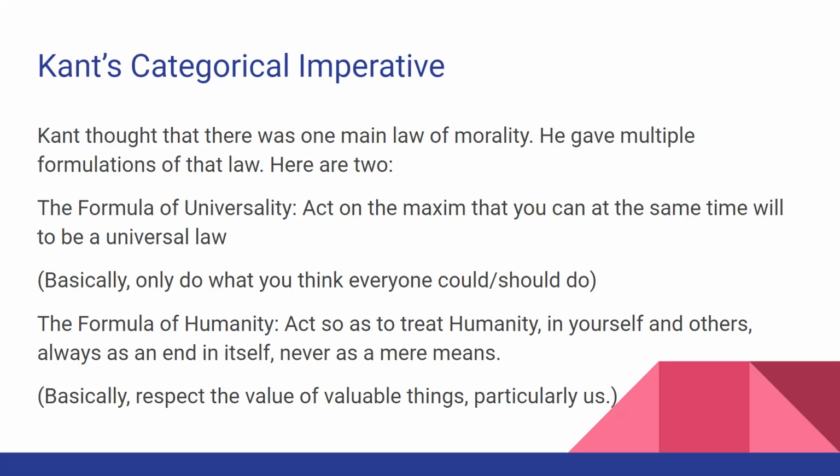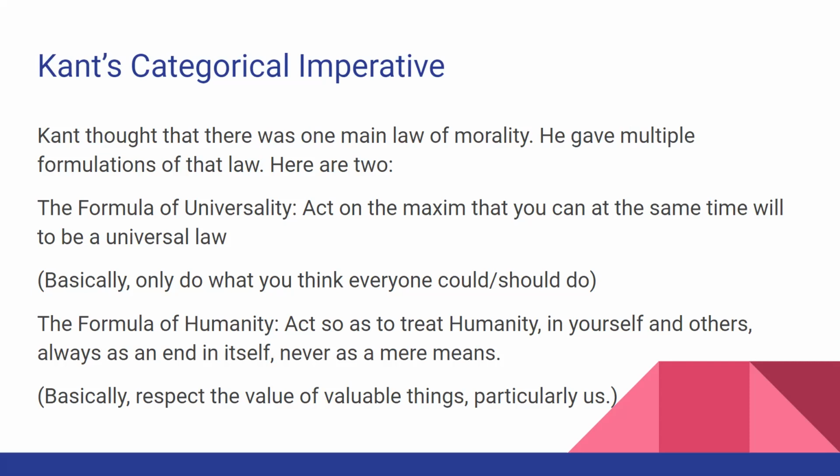I'll really only explain the second one, but the first one is interesting to think about. The first one is called the formula of universality. The formula basically goes like this. Kant thinks the moral law tells us that we should act on maxims, basically rules of action, that you can at the same time will to be universal rules that everyone has to follow all the time. Basically, what Kant means is that you should be acting in ways that you think everyone could or should act on, right? If everyone can act in that way and should act in that way, then that's the kind of rule that you should really be following.